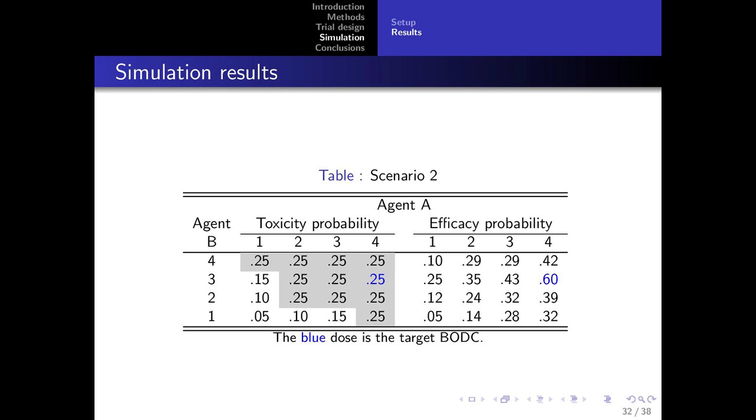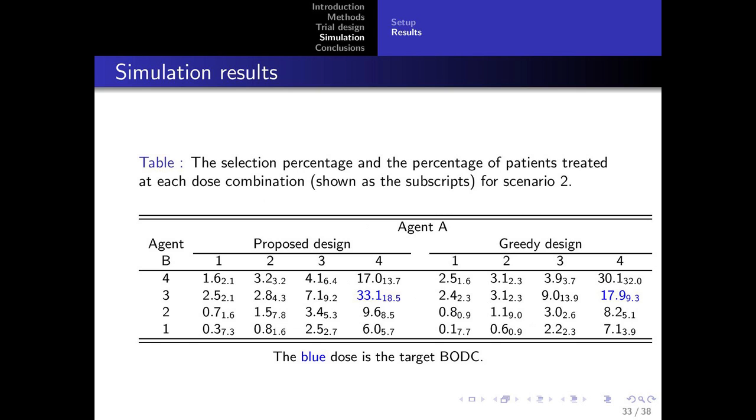Page 32. Here we show another scenario. In this case, the toxicity surface still increases and then flattens, and the efficacy surface is still non-monotone. The difference from scenario 1 is that now the target dose is located at a different place, highlighted by the blue dose. Page 33 shows similar results, the selection percentage and the percentage of patients assigned to each dose. In this case, the proposed design performs much better than the greedy design, with a higher selection percentage and almost double the number of patients assigned to the target dose.